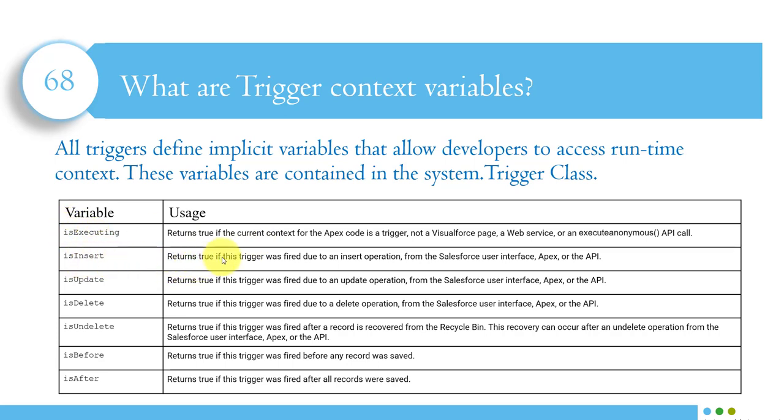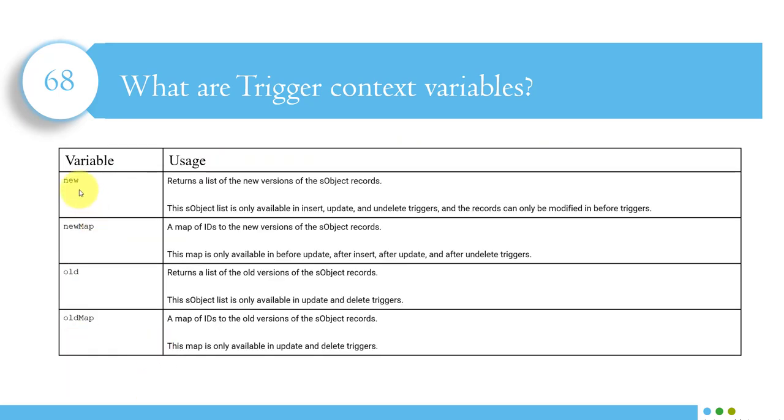isInsert returns true if the trigger was fired due to an insert operation, from the Salesforce user interface, Apex, or the API. Similarly, isUpdate returns true when we are updating, isDelete returns true when we are deleting, and isUndelete returns true when we are undeleting. isBefore returns true if the trigger was fired before any record was saved. So if you are doing before, this will return true, and isAfter will return true when it is after. I'll explain a little more on this, but just understand these context variables. As soon as someone asks you, you should simply start with isInsert, isUpdate, isDelete, isUndelete, isBefore, isAfter.